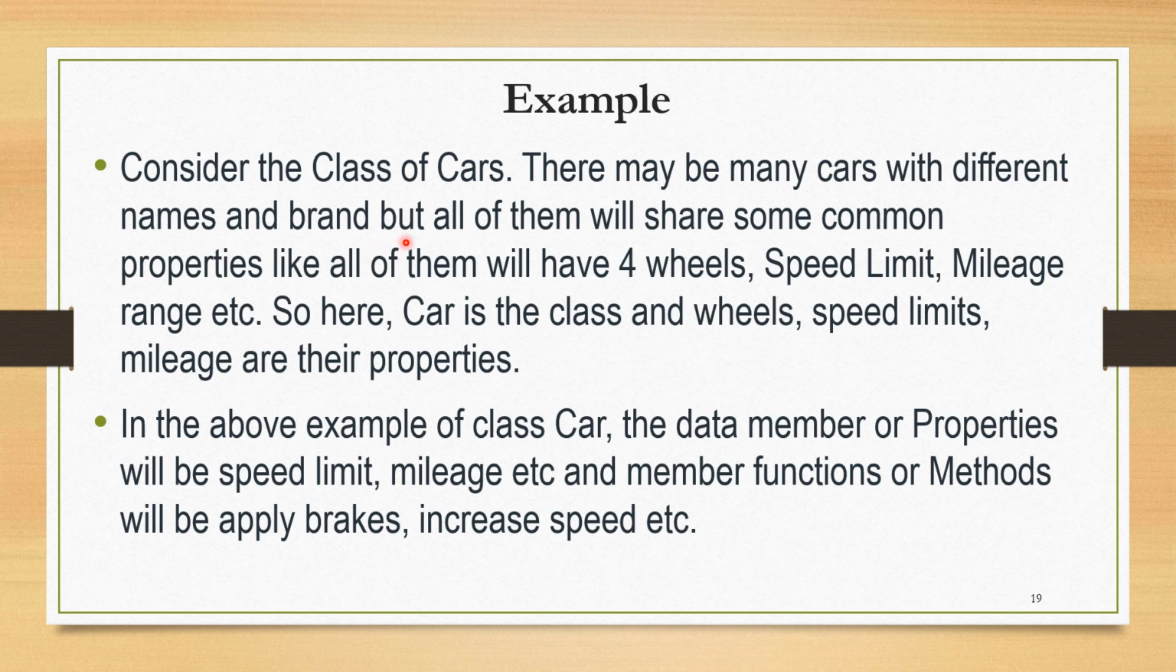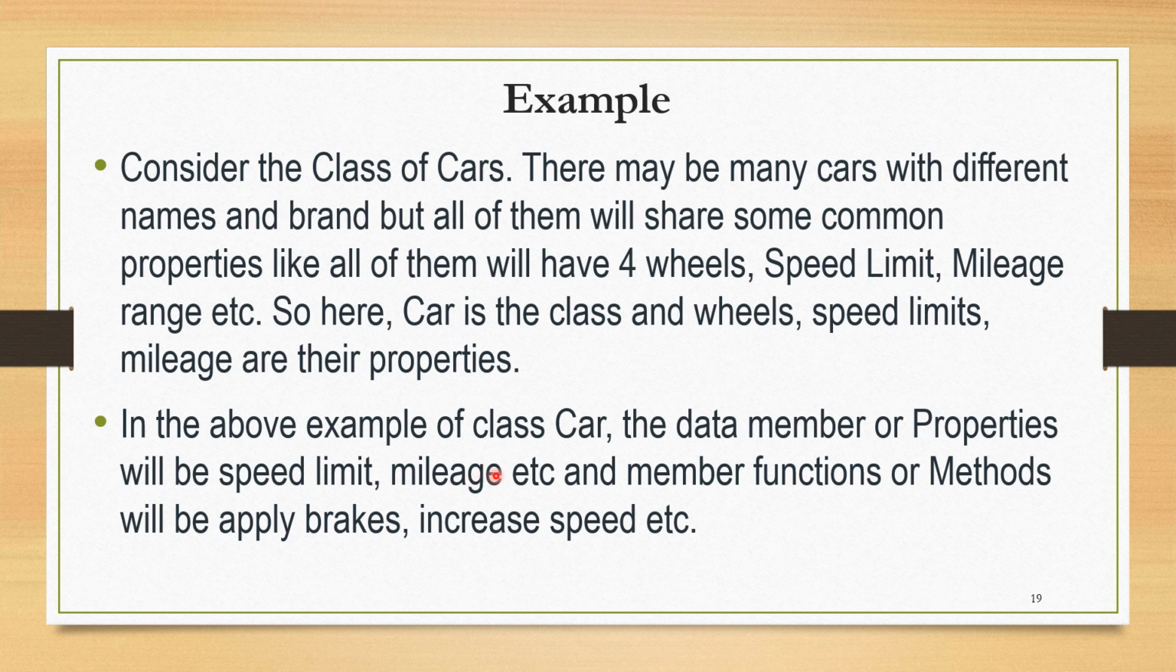Example: consider the class of cars. There are many cars with different names and brands, but all of them will share some common properties. All of them will have four wheels, speed limit, mileage range, etc. So here car is the class. Wheels, speed limit, and mileage are the properties.